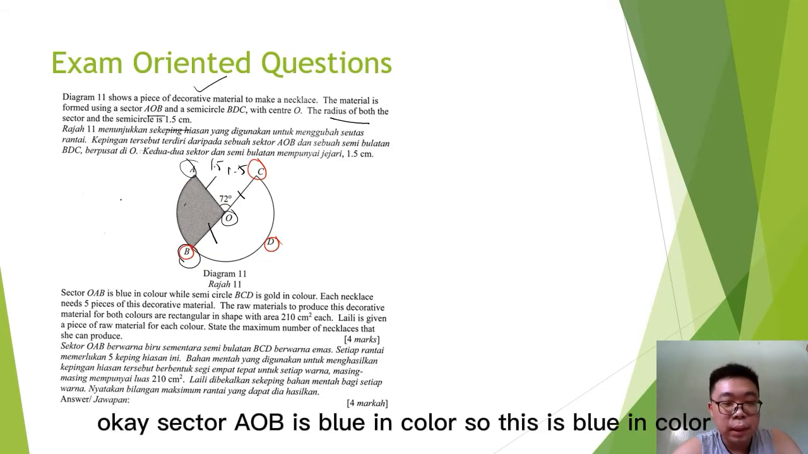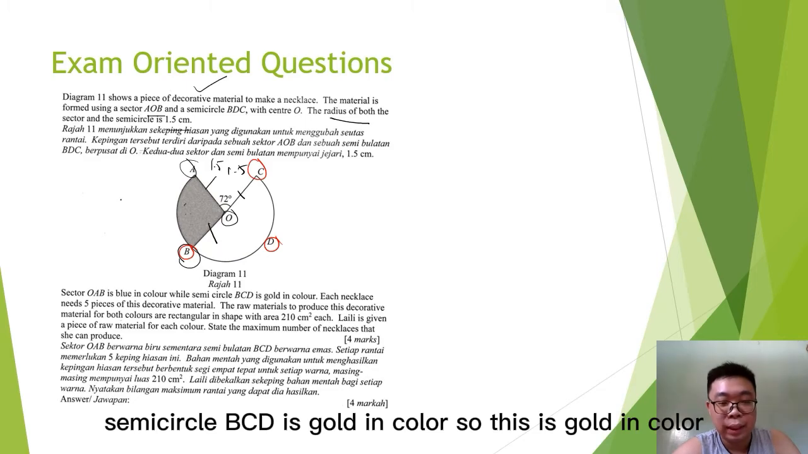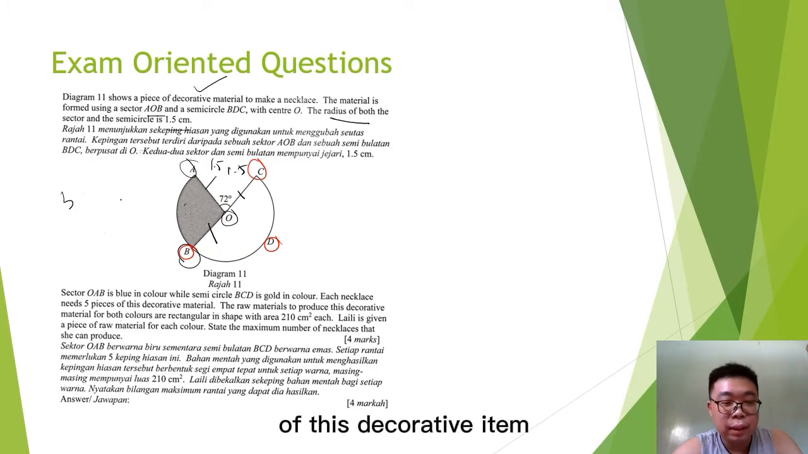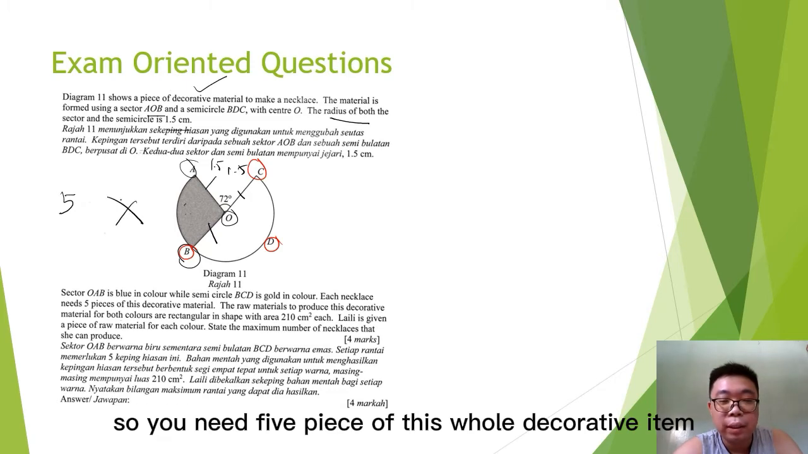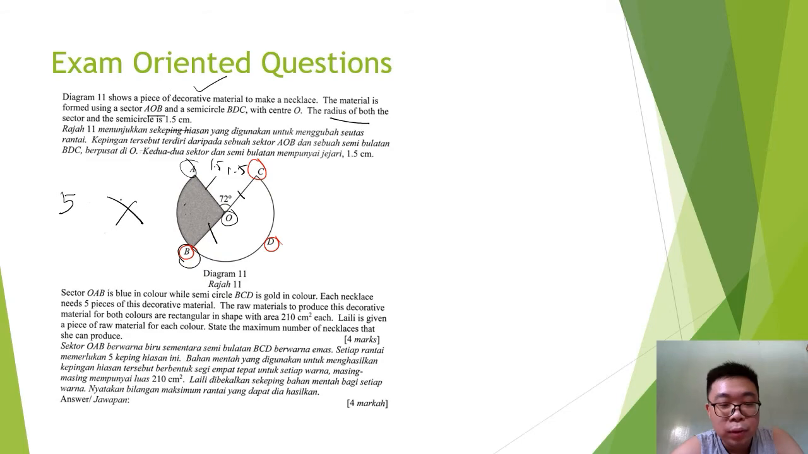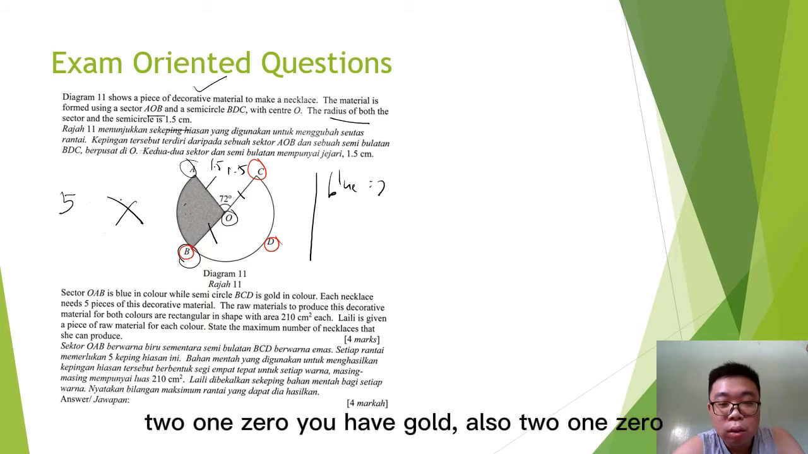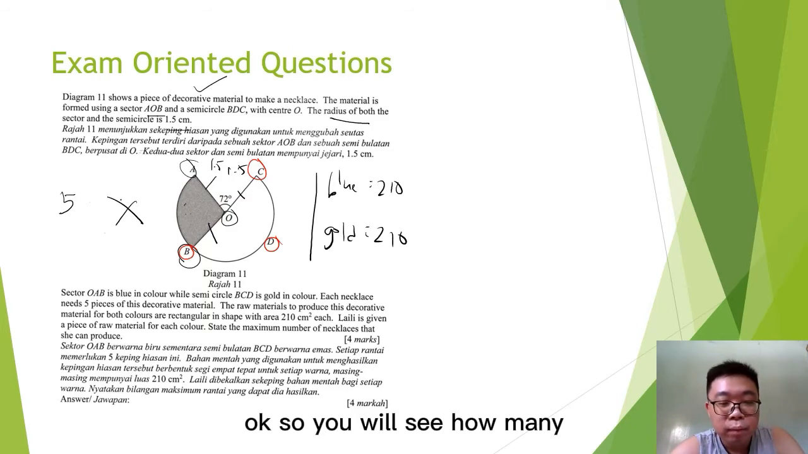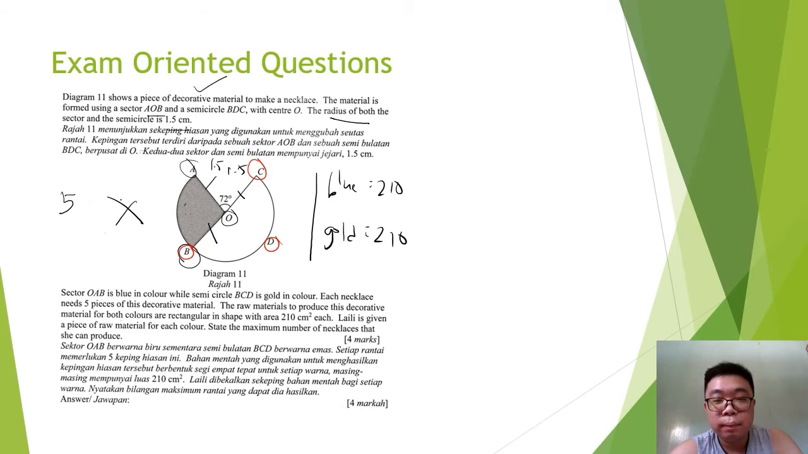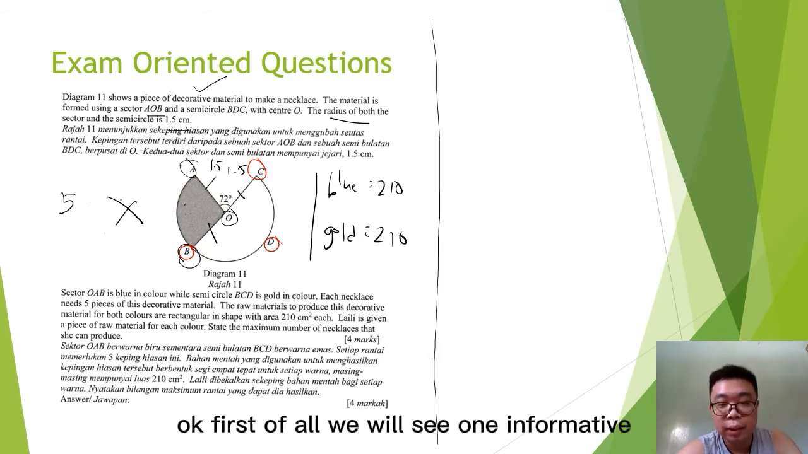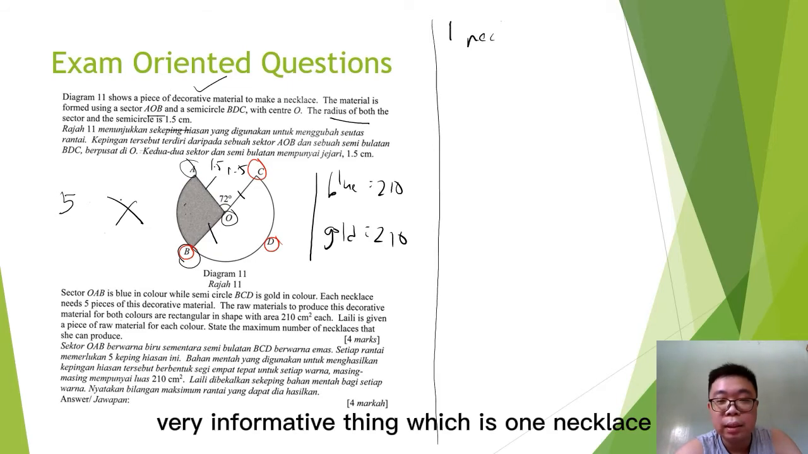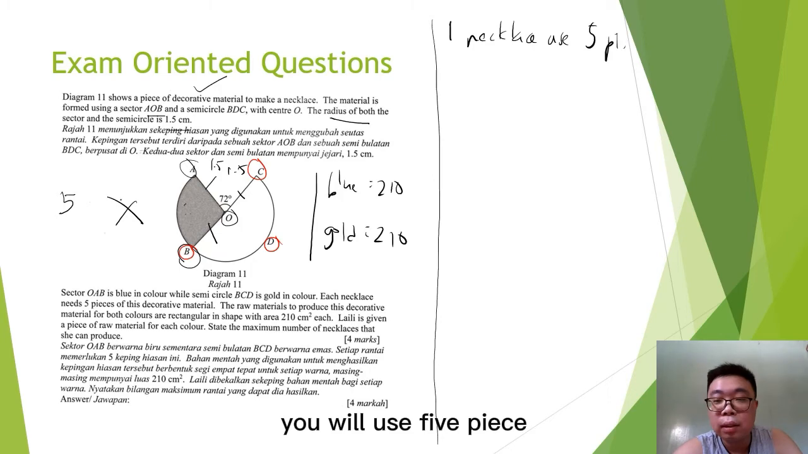Okay, sector AOB is blue in color. So this is blue in color. Semicircle BCD is gold in color. So this is gold in color. For this necklace, you will need 5 pieces of this decorative item. So you need 5 pieces of this whole decorative item. The raw material to produce is 210 centimeters squared each. So like this, given a piece of raw material, you have blue 210, you have gold also 210. So you will see how many necklaces you can produce. First of all, we will see one very informative thing: for one necklace, you will use 5 pieces of the item.